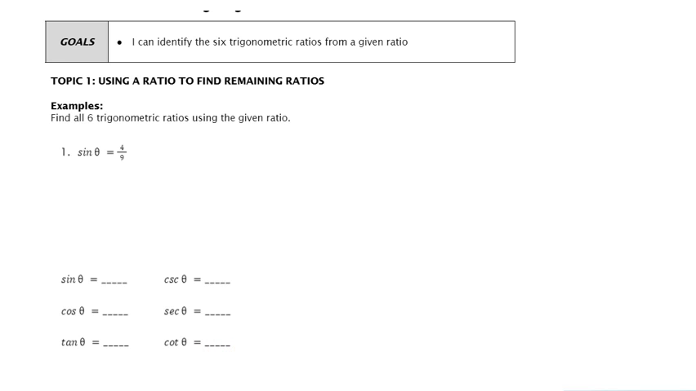So the key with these problems is you're going to have to draw a right triangle. I'm first going to draw a right triangle, making sure my right angle looks like a right angle, otherwise that kind of throws the problem off. And then identify an angle that isn't the right angle. I'm going to use the lower left-hand angle. You can use whichever angle you like.